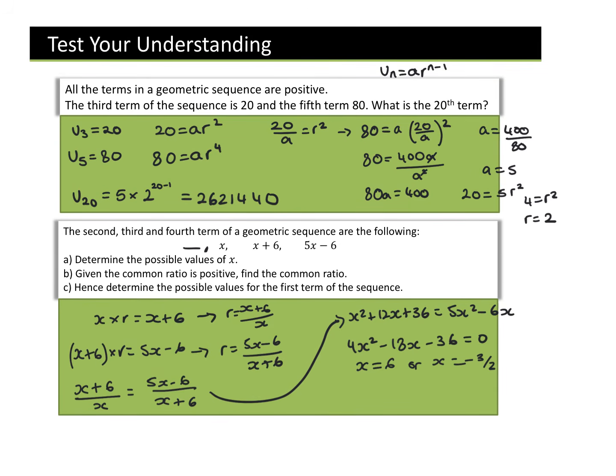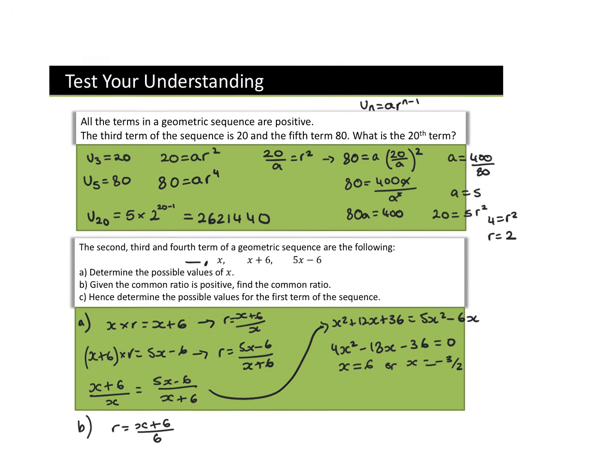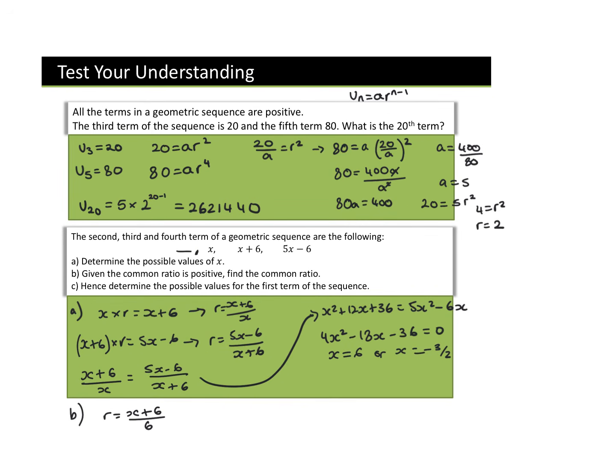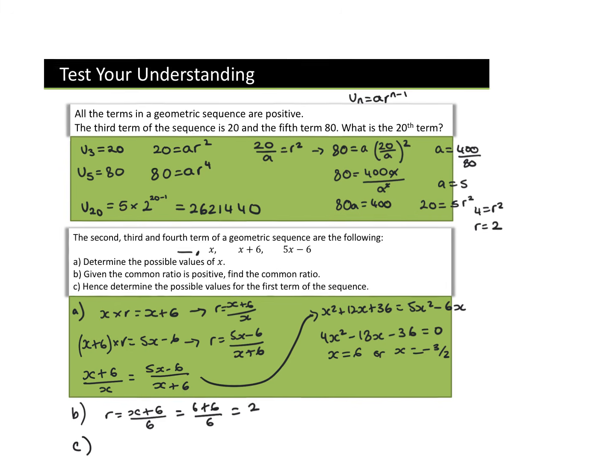Part B says, given the common ratio is positive, find the common ratio. So for part B, we know that ratio equals x plus 6 over x, so 6 plus 6 over 6 is 2. So my ratio equals 2.